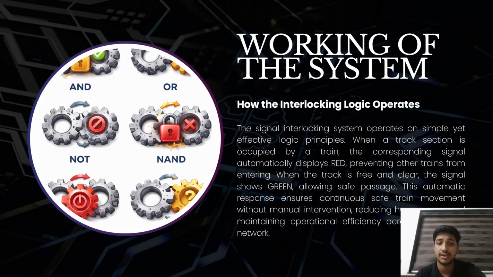So now we will study the working of this system. The system continuously monitors the track conditions. As soon as a train is detected on a track, the signal turns red. If the track is free, the signal remains green. This process happens in real time without delay. It ensures that only one train moves at a time, preventing other trains from entering and also prevents the collision between the trains.